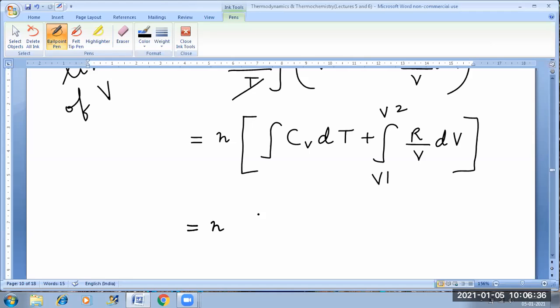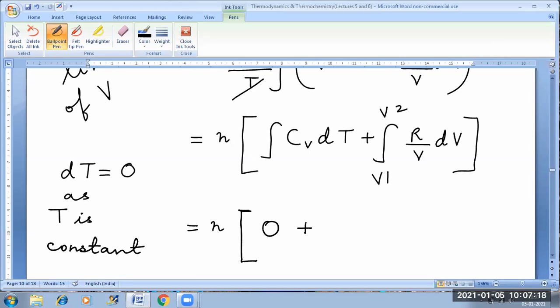Now, Cv dT. Now tell me one thing, what should be the value of Cv dT for an isothermal process? 0. Why? Temperature is constant. Exactly. Since temperature is constant in an isothermal process, I can say dT is 0. See, if anything is constant, d of that thing also will become 0. So dT is 0 because temperature is constant in an isothermal process. So I can clearly remove that term. So it will be 0 plus.